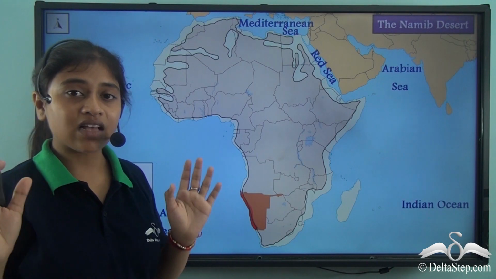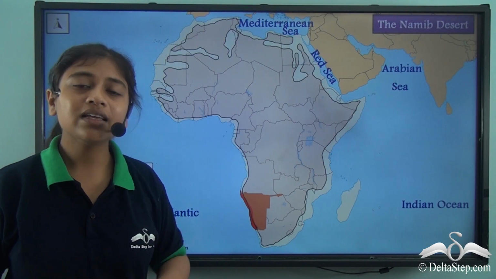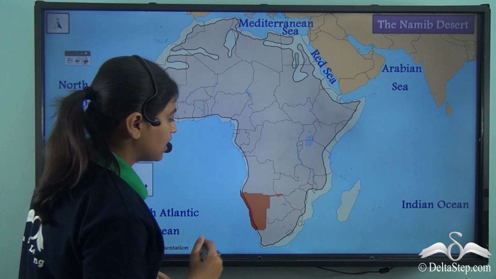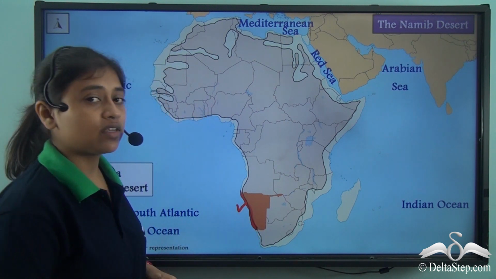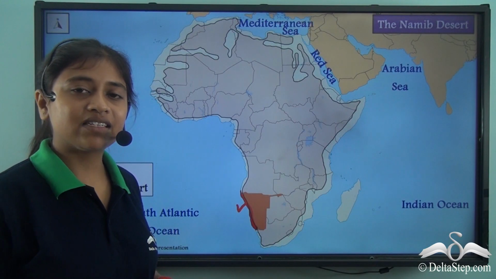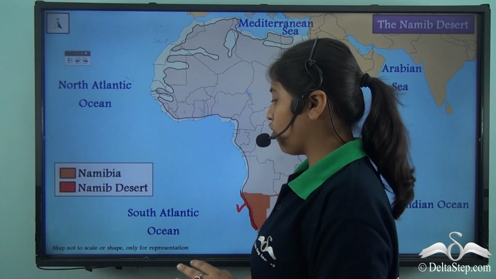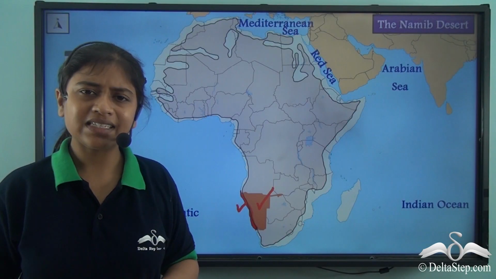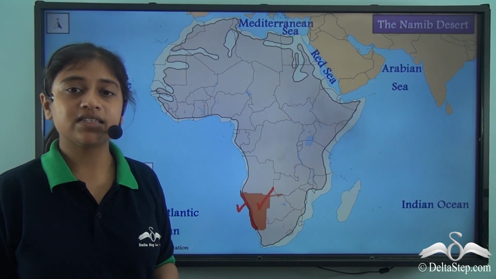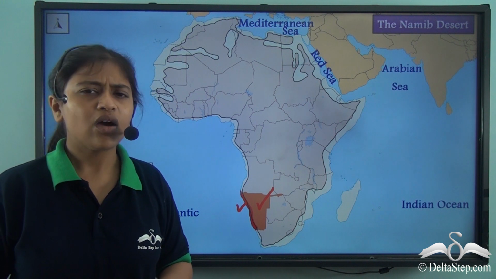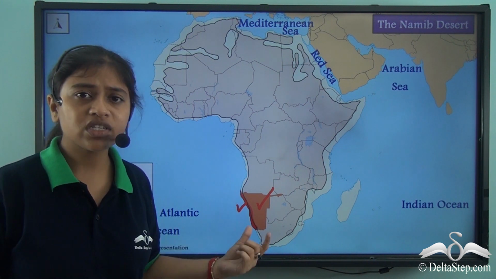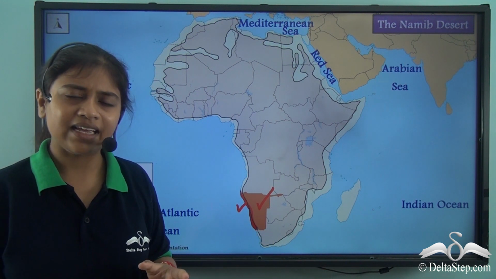Now, besides the Sahara Desert in the north, another important desert in the southern portion of the continent is the Namib Desert. So the Namib Desert acts as the western boundary of the country Namibia. Now, surprisingly, this Namib Desert is a hot desert. Now, you must be thinking that even though the desert lies in the coastal region, why exactly is it a hot desert?